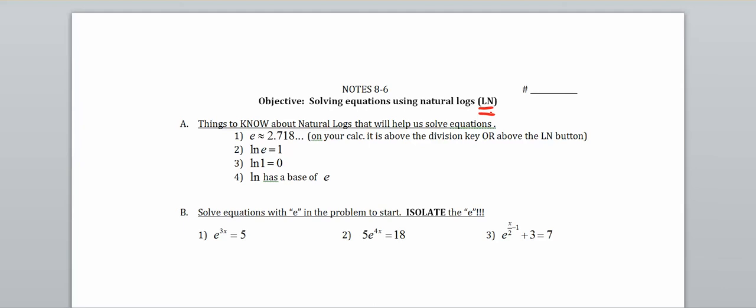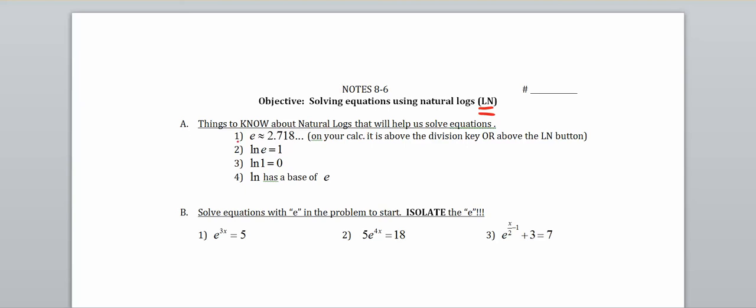Some things that are really important that we need to know about logs that are going to help us solve equations are below. What I'd like you to make sure you do is go ahead and pause the video if you need. You need to get your graphing calculator, because in order to find this letter E or the natural log, those are buttons that are going to be used on your graphing calculator. So go ahead and grab that.